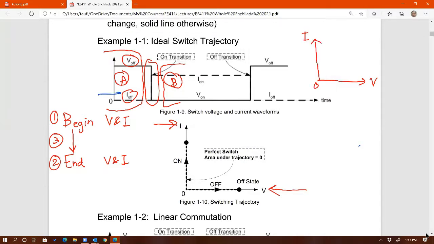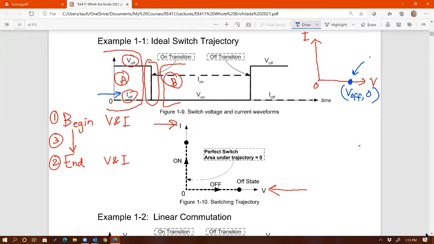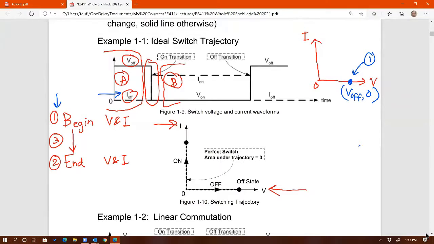I off is 0. V off is at a certain voltage. So 0 amps is going to be right here, and then let's say this is your V off, comma 0. Is that clear? So V off volts, 0 amps. That's the starting point. That's number 1, and it corresponds to this. So that's the beginning point.